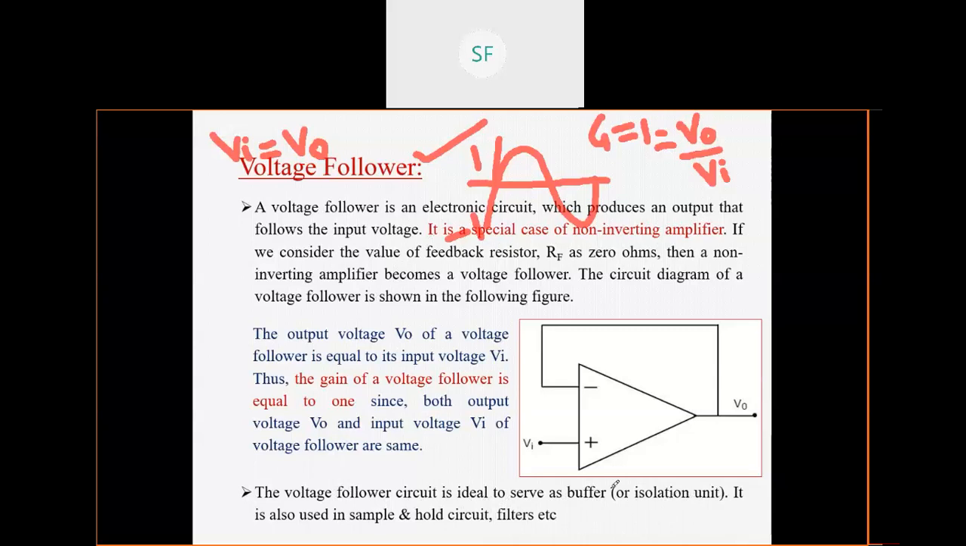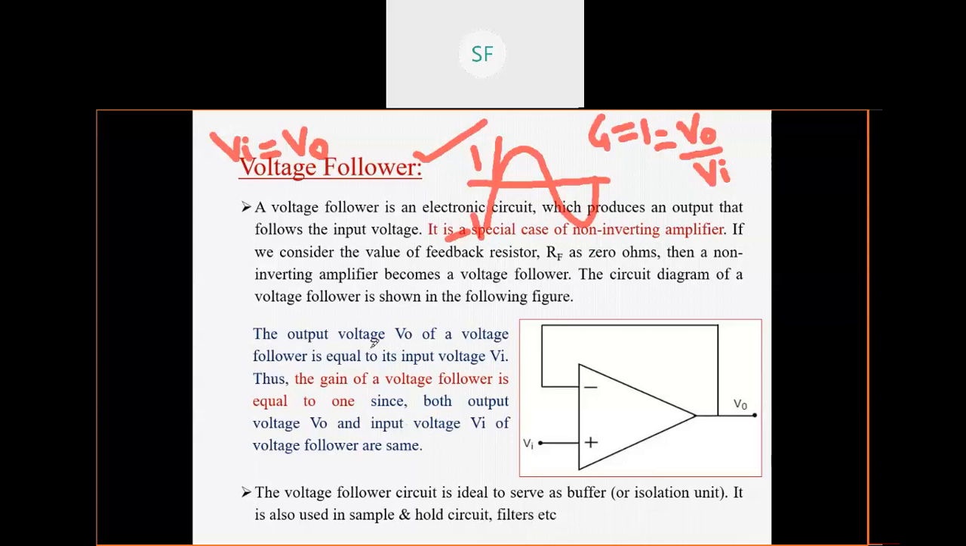The voltage follower circuit is ideal to serve as a buffer or isolation unit, because it is having high resistance. So these are the applications. It is also used in sample and hold circuits or filters. So keep these applications in mind.